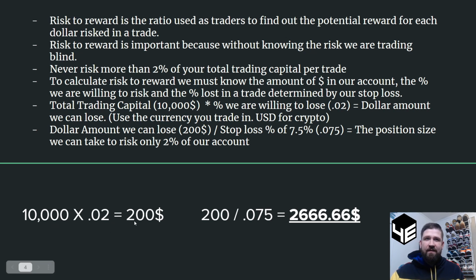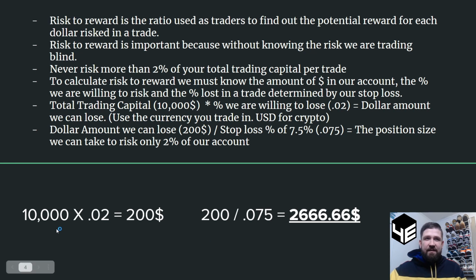So what you do after that is you take that number and you divide it by the stop loss percent, which in this case was 7.5% or 0.075. Now it's going to give you the position size that we can take to only risk 2% of our account. And you always want to use the currency that you're trading in. And in cryptocurrency, it's always United States dollars. So don't trade to your native currency because everyone else in the world is going with USD. So that's very important to know as well.